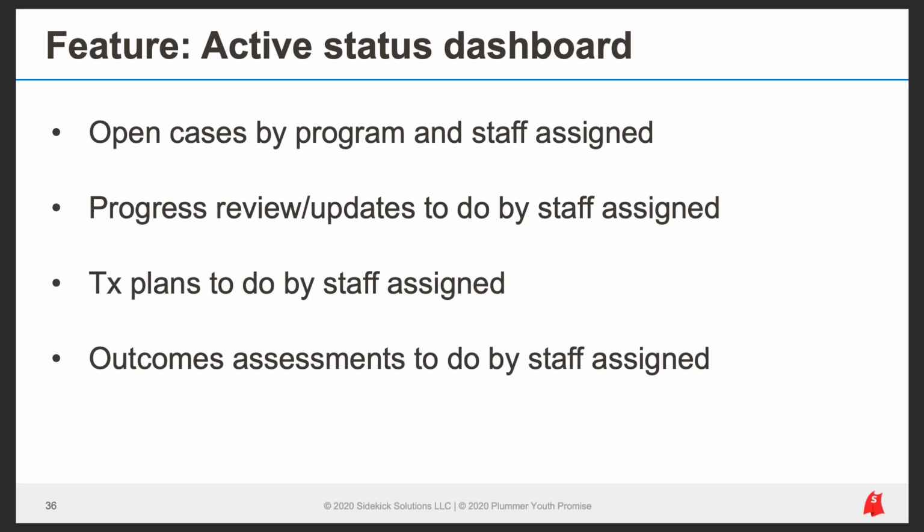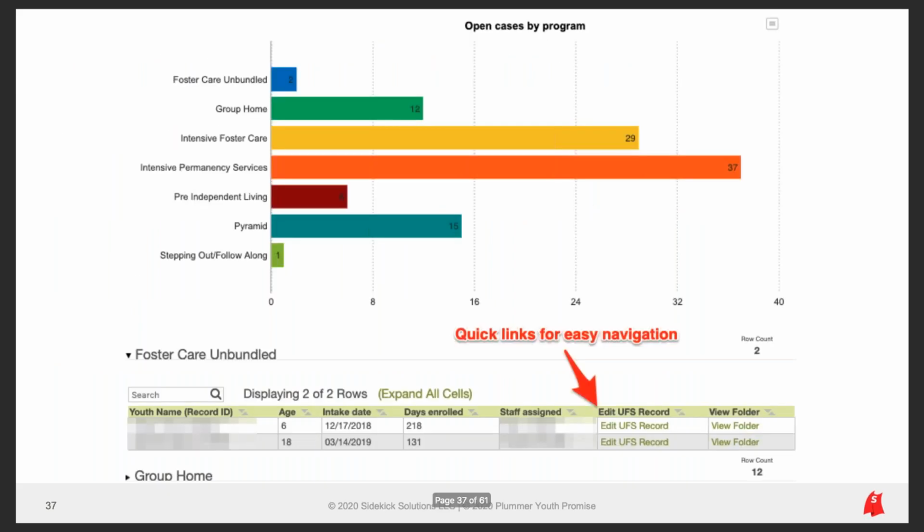So here are some screenshots of what the active status dashboard looks like, highlighting just a few of its core components. First, we have a simple caseload report, and it's grouped by program. We have another section of similar design that groups by staff. And you can see that using the Apricot 360 license, we're able to create shortcuts from this dashboard to immediately edit the universal face sheet or go to this individual's document folder.